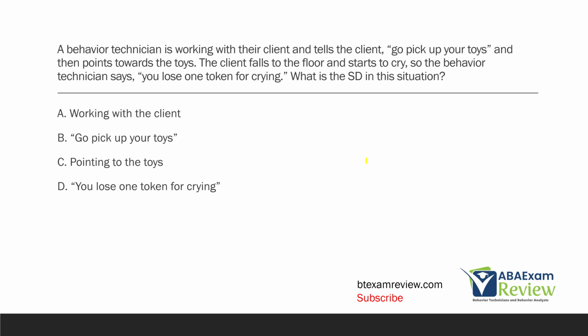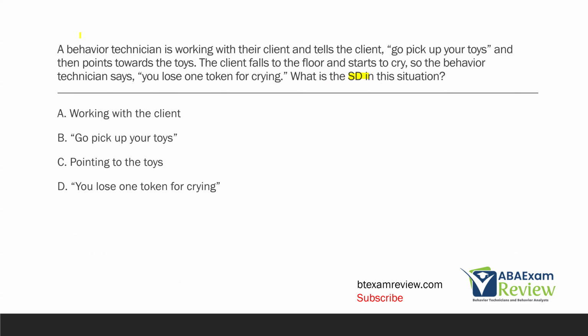A behavior technician is working with their client and tells the client, go pick up your toys, and then points toward the toys. The client falls to the floor and starts to cry, so the behavior technician says, you lose one token for crying. What is the SD in this situation? So we have an ABC question. We're looking at the antecedents, the behaviors, and the consequences. And the question wants to know what is the SD. So the SD is going to be our antecedent.